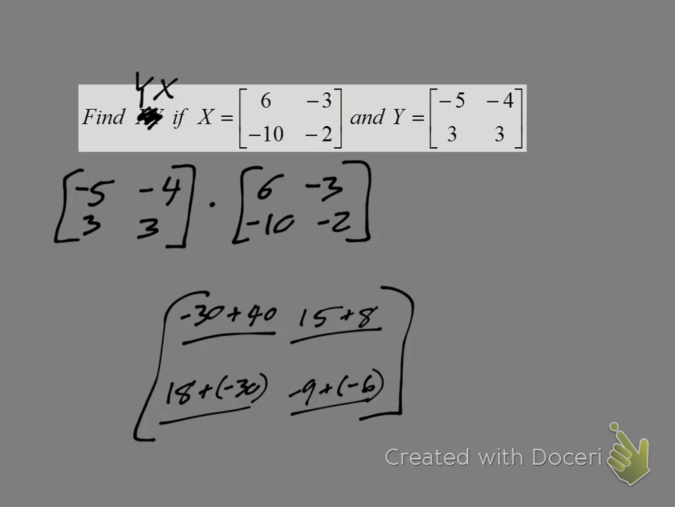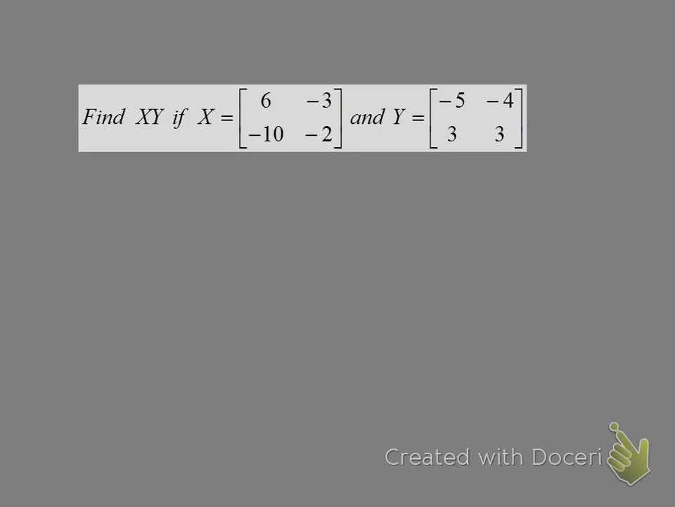So you get 10, -23, -12, and -15. So also notice how flip-flopping the 2 matrices, different colors, gives you completely different answers also, okay? So it's really important to make sure you get the order of these matrices right, if you got to write them yourselves.